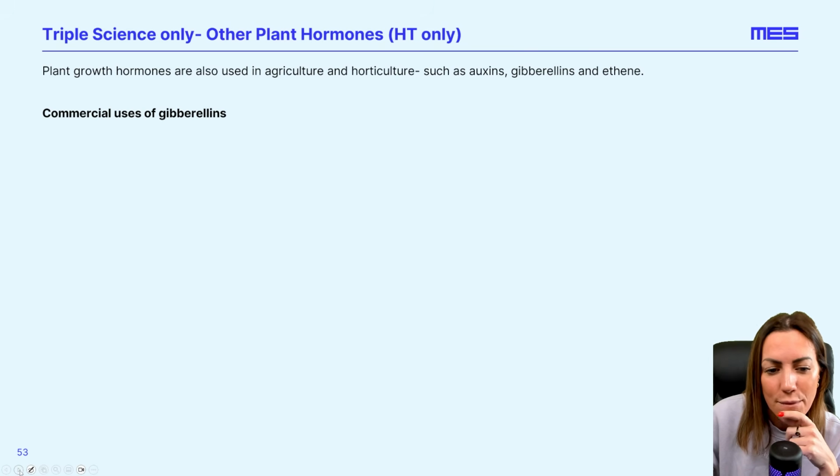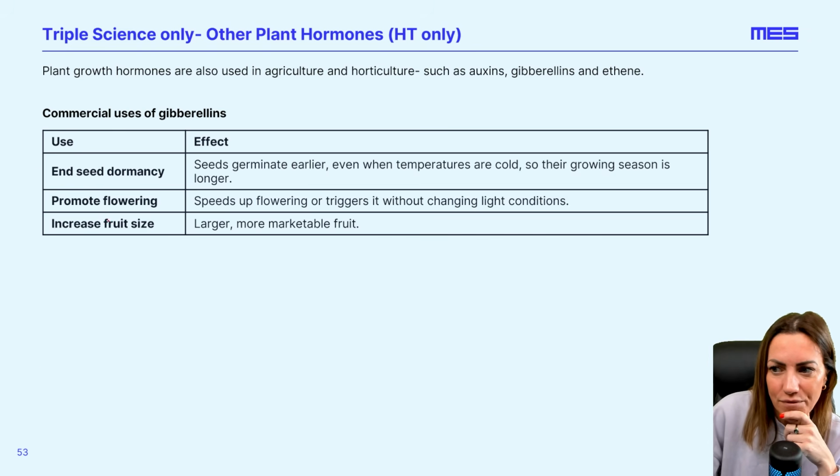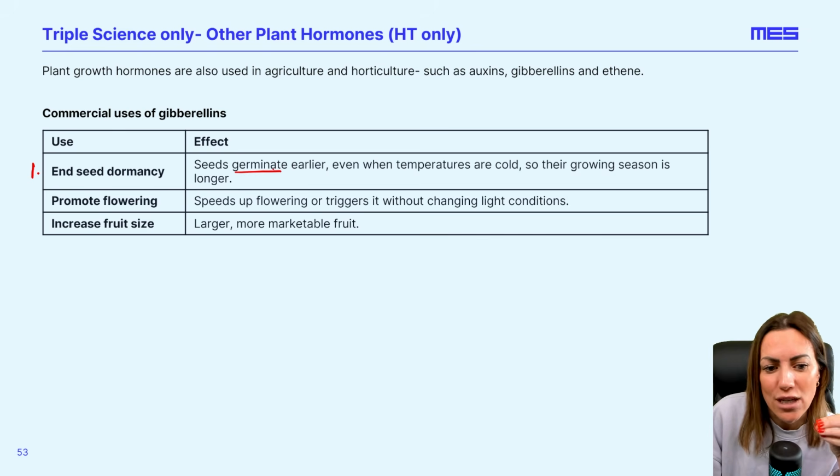Now, the next hormone we're going to talk about is gibberellins. Again, these can be used commercially in agriculture and horticulture. Now, what do gibberellins do, and why would we add gibberellins to the growth medium of a plant? So the first thing they do is they end seed dormancy. Basically, adding gibberellins helps seeds to germinate or start to grow, start to sprout.